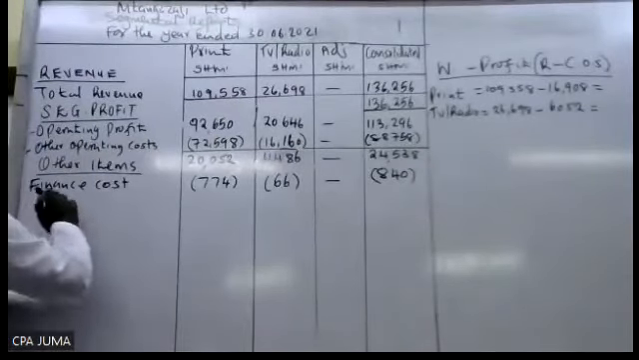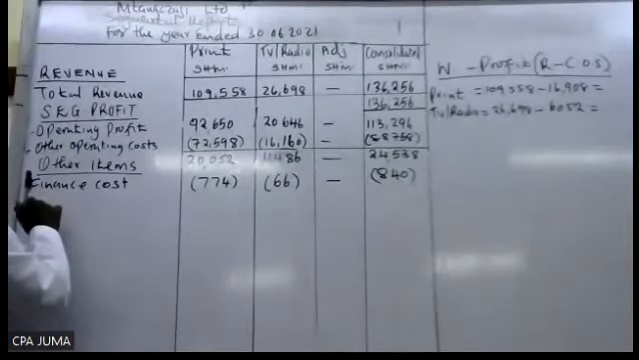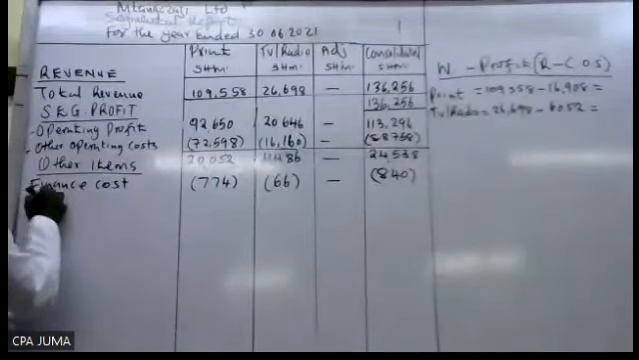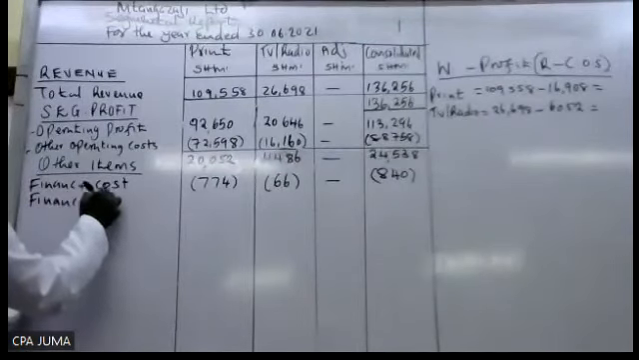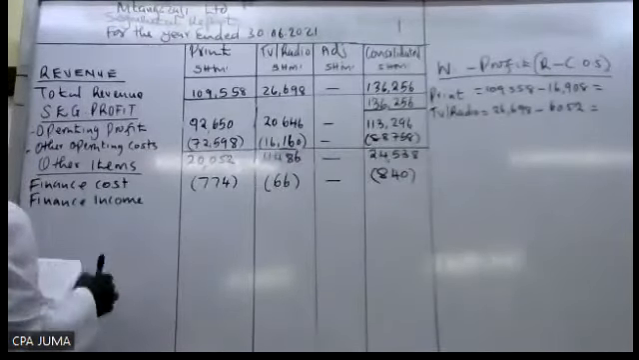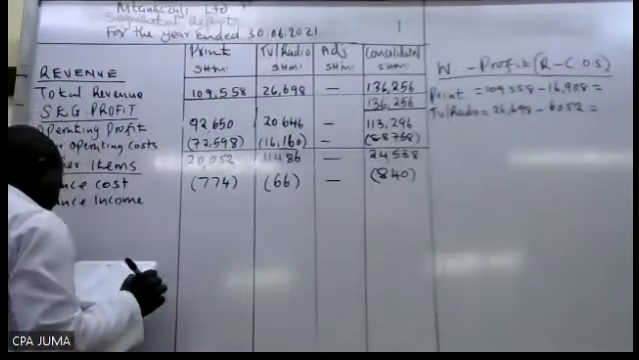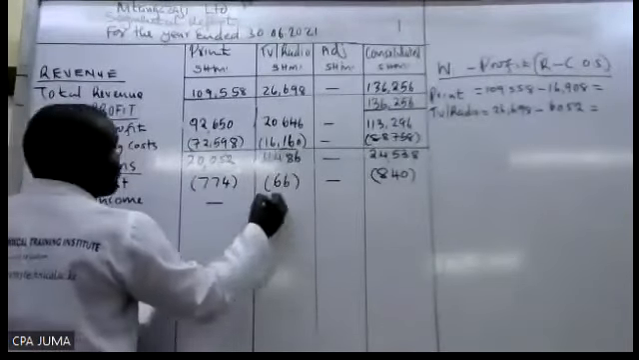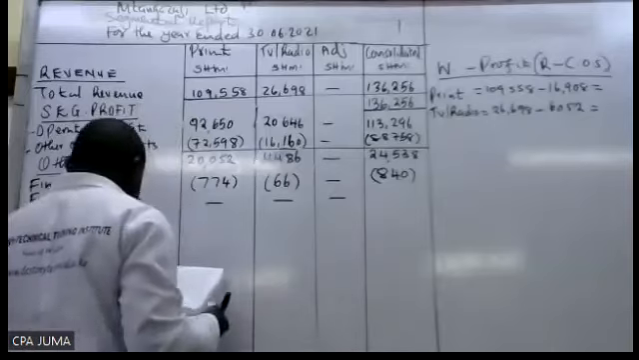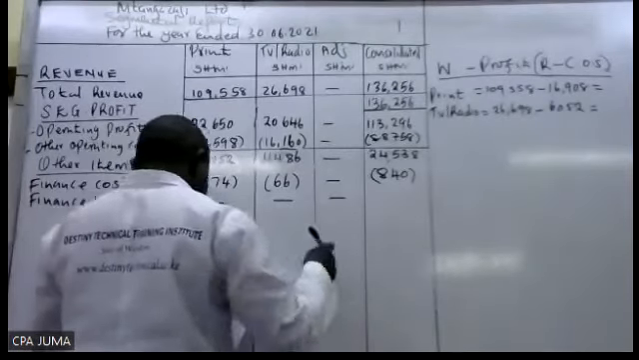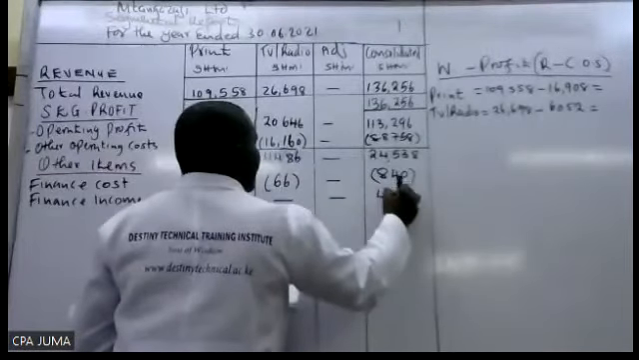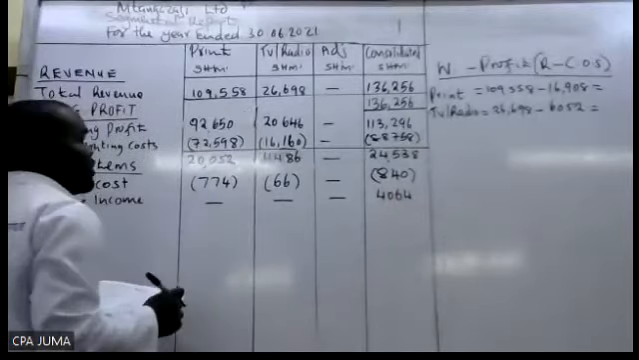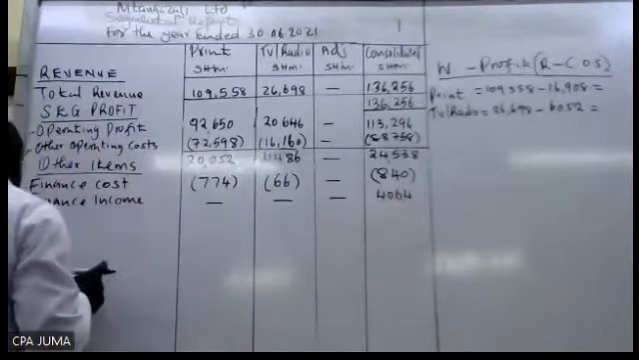Then there is finance income. Finance income, they said it was unallocated. So unallocated means to the far end. How much? 4,064. That one you add, finance income you add.